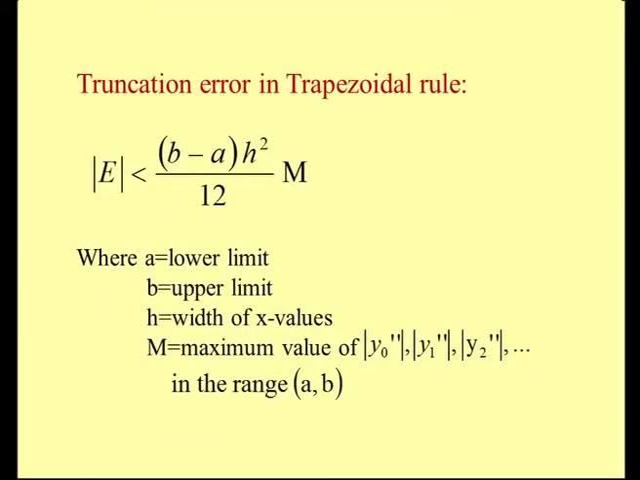Considering truncation error in the trapezoidal rule, the error should be less than (b minus a) times h squared by 12 times M, where M is the maximum value of the second derivatives y0'', y1'' and y2'' in the range a, b, where a is the lower limit, b is the upper limit, and h is the width of the interval of x values.